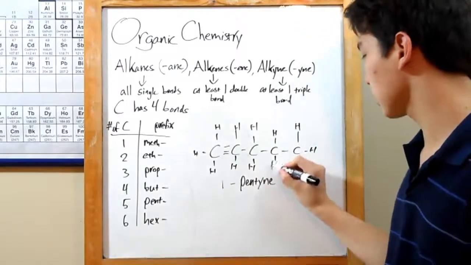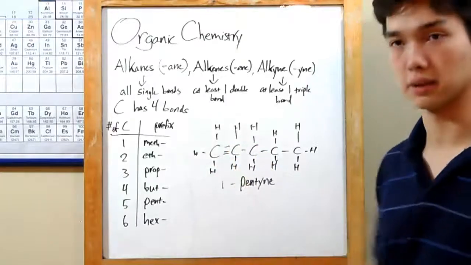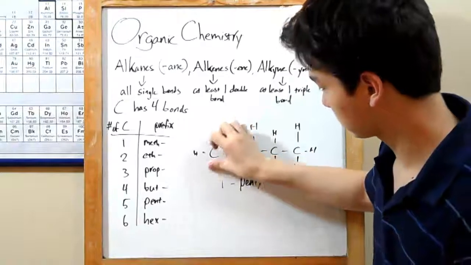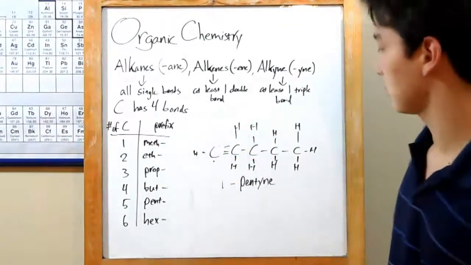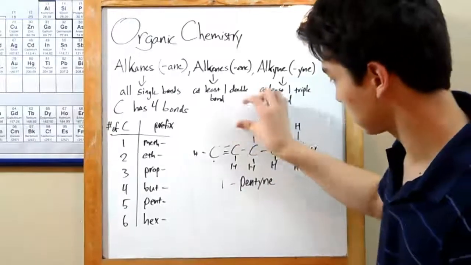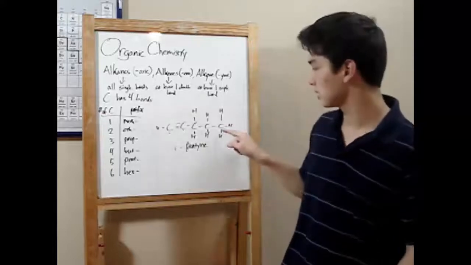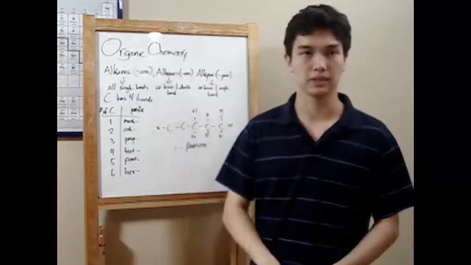Again, make sure that you've got 4 bonds on everything. This carbon has 1, 2, 3, 4, 5, 6 bonds. We need to drop 2, so we'll drop off these 2 hydrogens. This carbon has 1, 2, 3, 4, 5, 6 bonds too. Drop off 2 of them. And now we have 1-pentyne. Remember, this is not 4-pentyne, because you want to keep this number as low as possible.